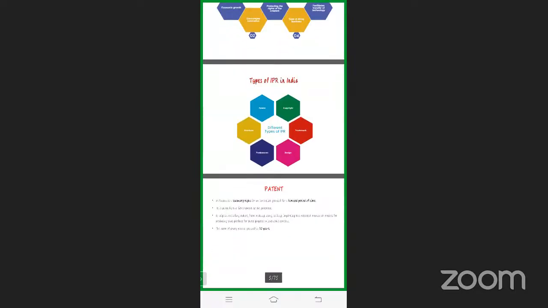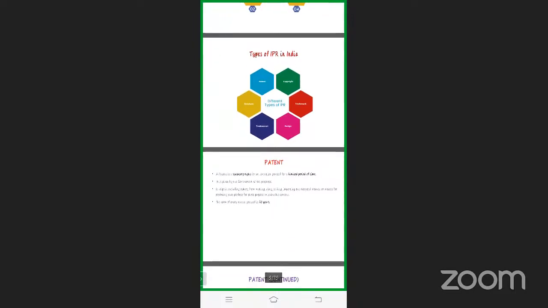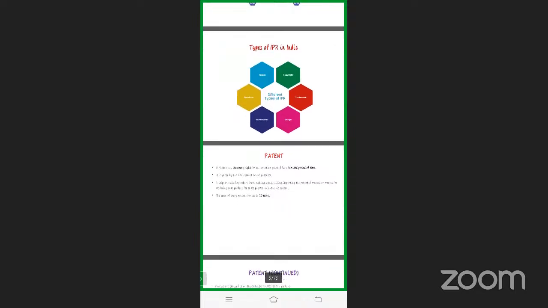So the first one is regarding patent. What is a patent? A patent is considered a statutory right for an invention granted for a limited period of time. Generally, a patent is provided by the government to an individual. And the time period of a patent is around 20 years.